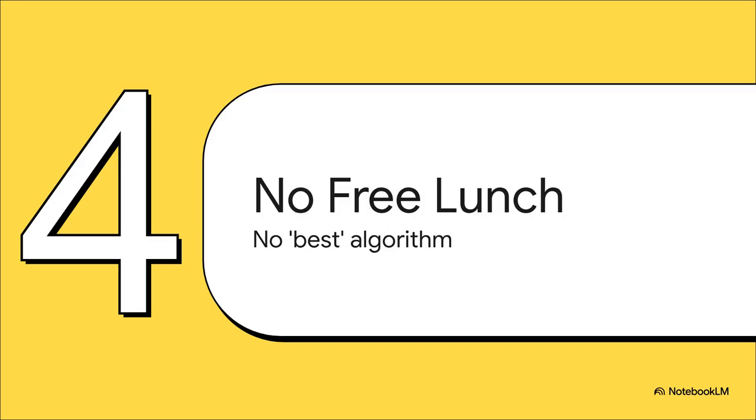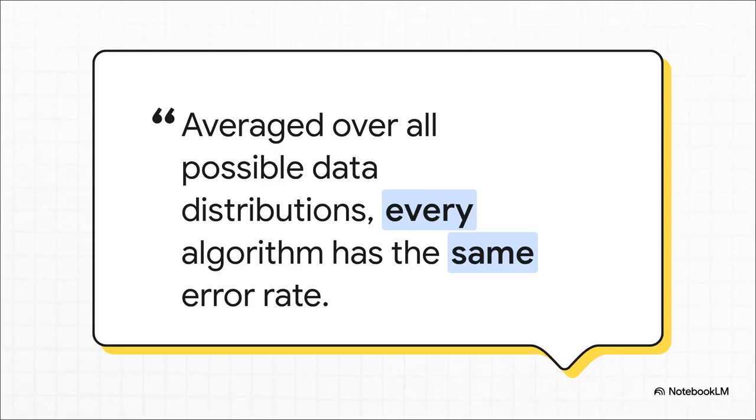Now, this might make you think, okay, so the goal is to find one master algorithm that works best for everything. But a really famous theorem in machine learning tells us exactly why that's impossible. It's called the no free lunch theorem, and it's a huge reality check. It basically says that if you average performance across every possible problem you could ever imagine, no single learning algorithm is better than any other.